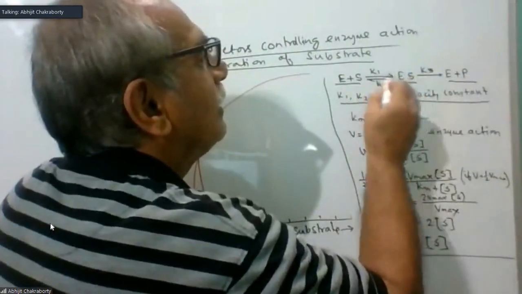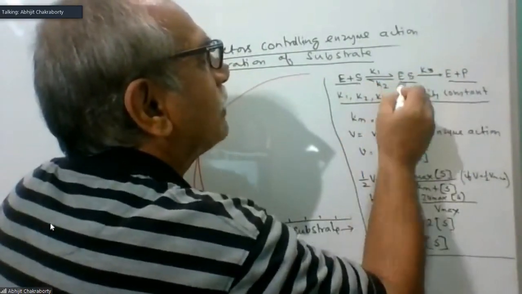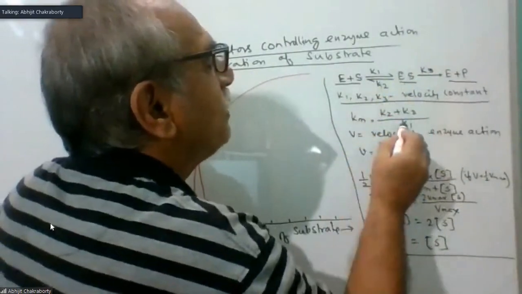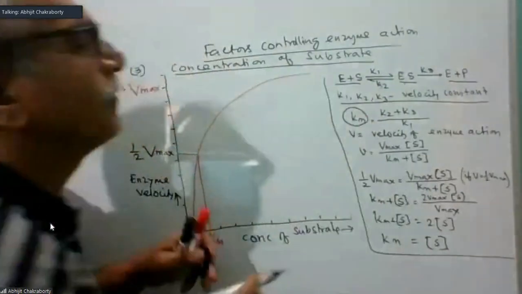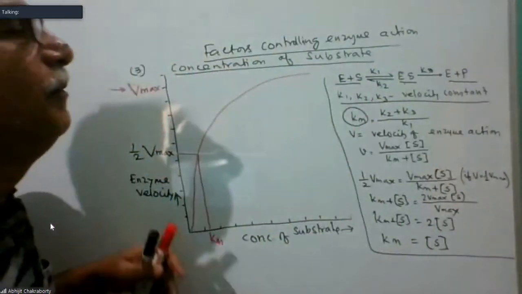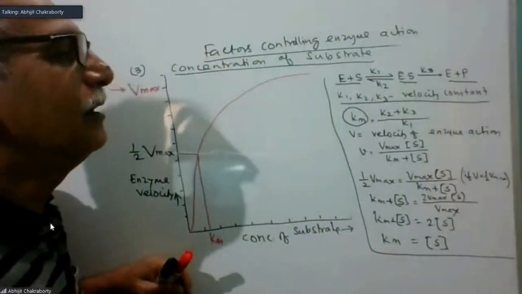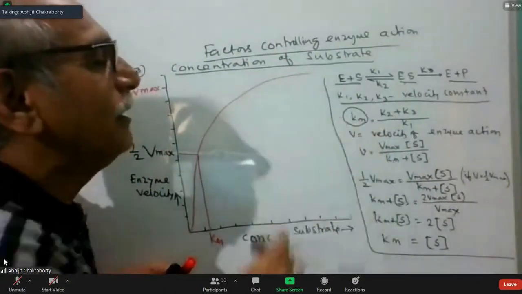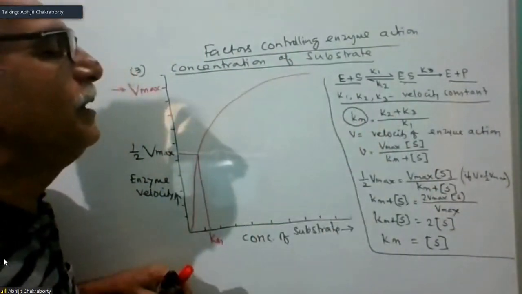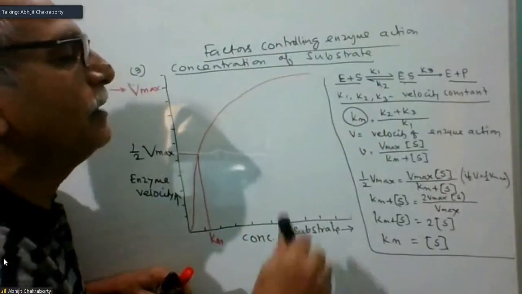Here, how many enzyme substrate complexes are formed, and if you divide by this constant, then you will get the Km. These are the velocity constants, so that ultimately we can determine the V. V means Vmax times S divided by Km plus S.